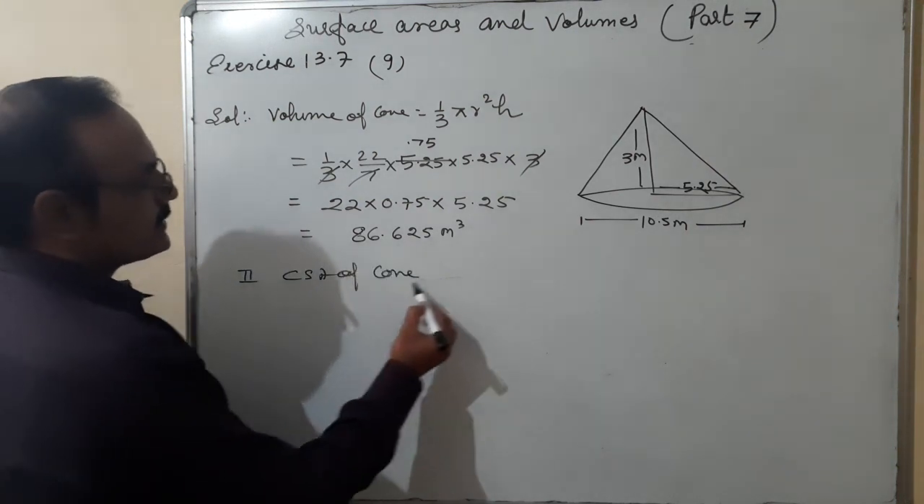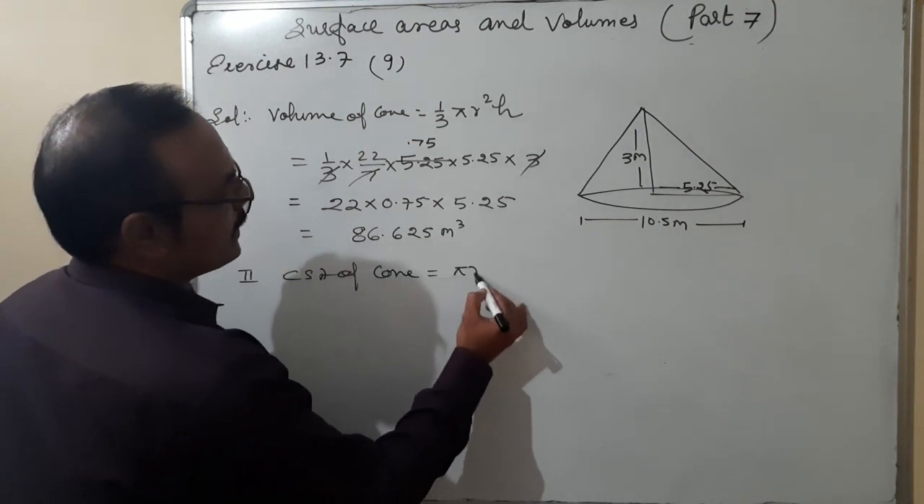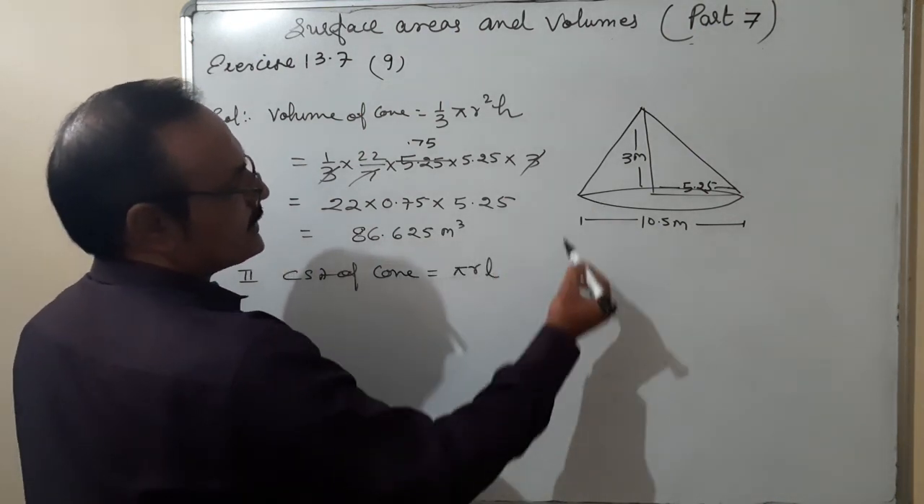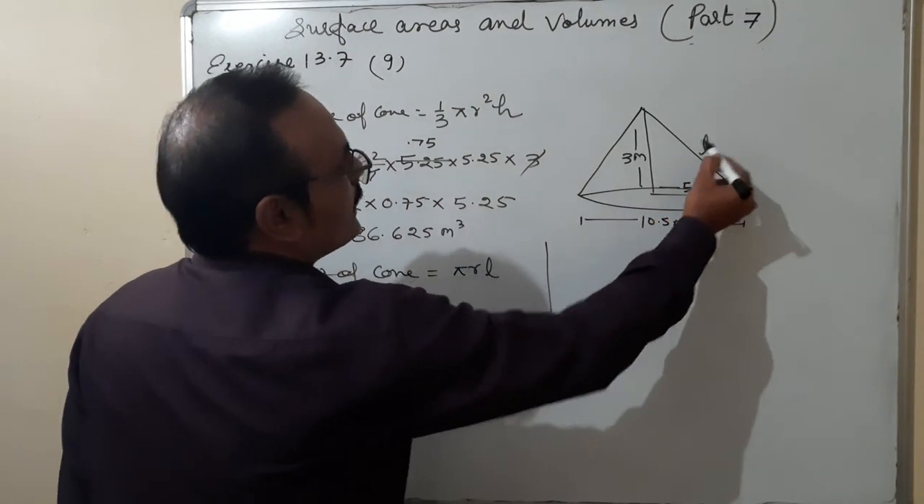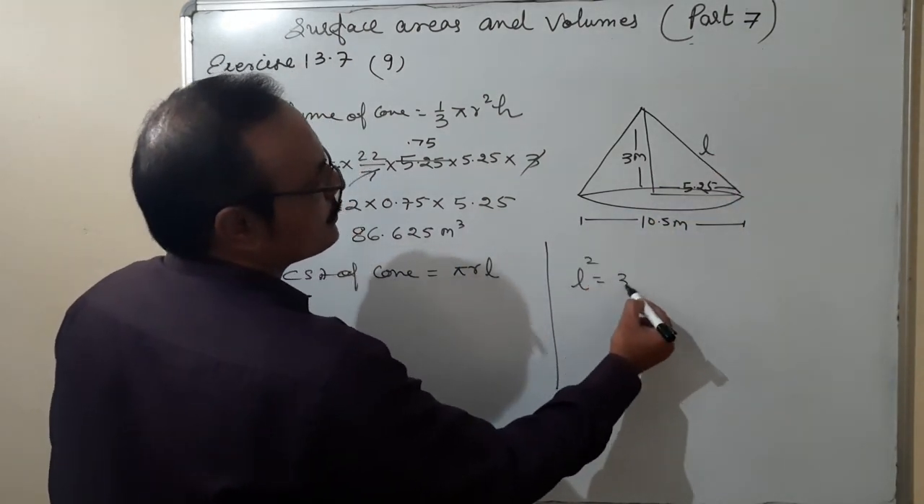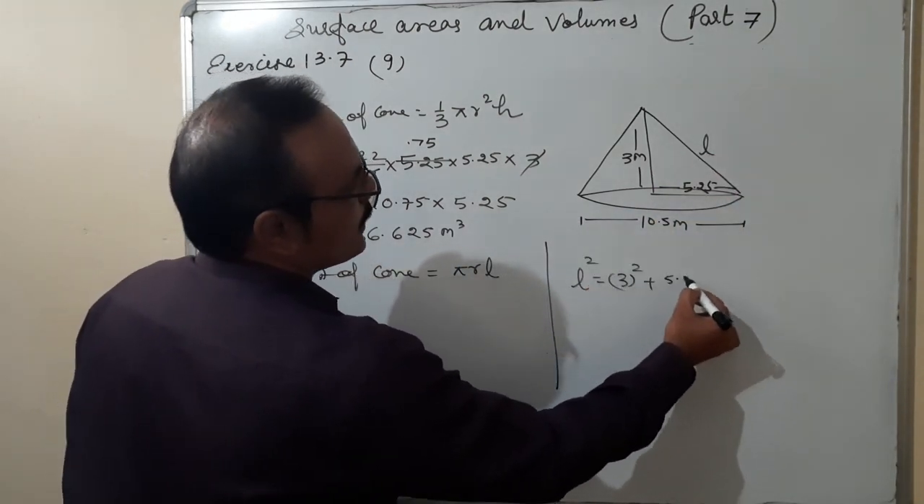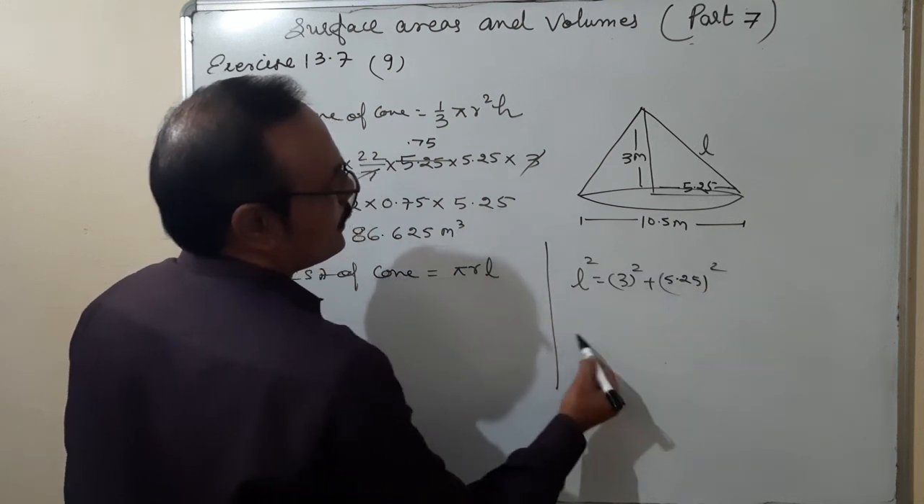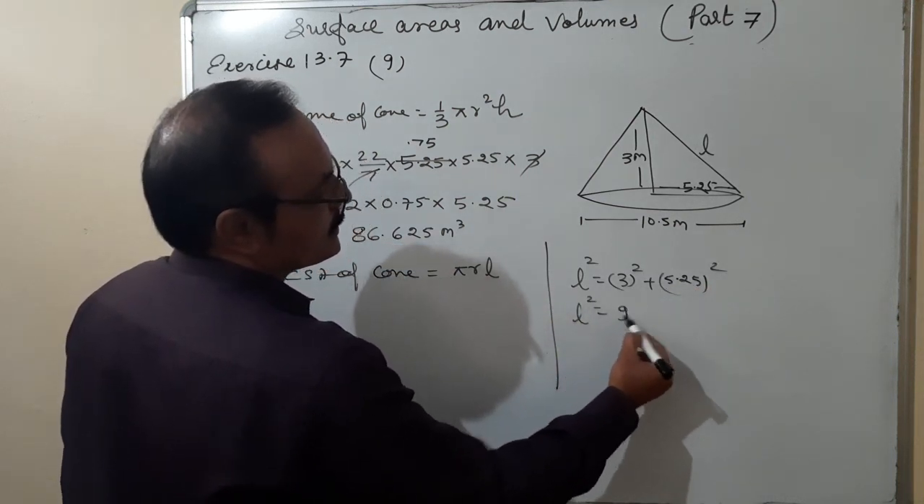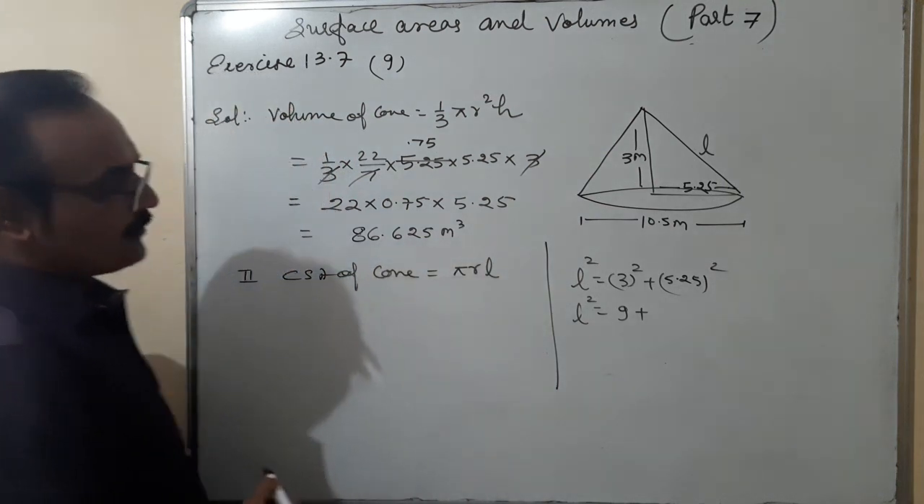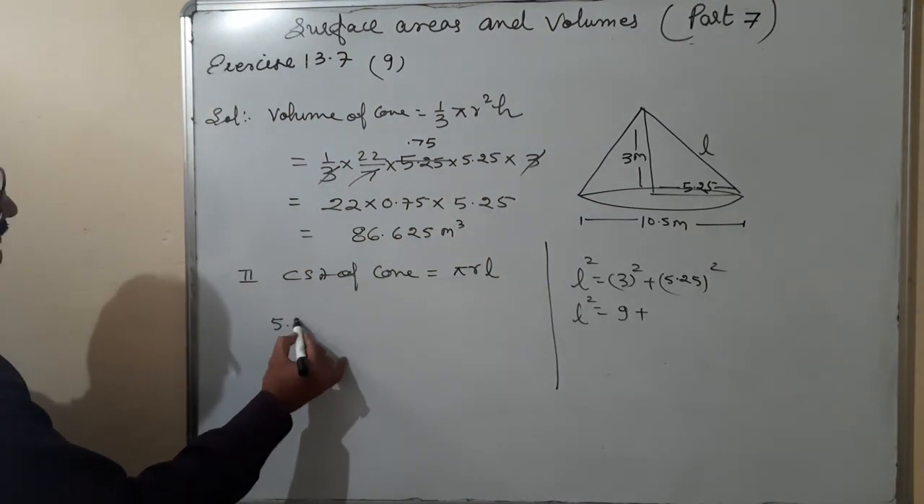Okay, CSA of cone is equal to pi r L. Since slant height L is not given, I'm finding the slant height first. L square is equal to 3 square plus 5.25 whole square. Okay, so L square is equal to 3 3s are 9 plus 5.25 multiplied by 5.25.